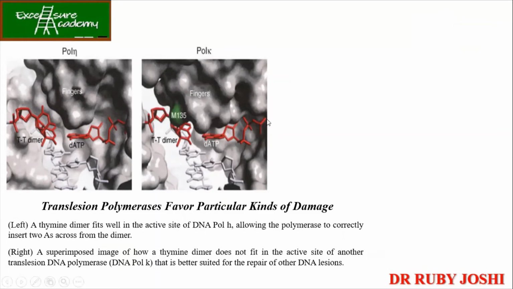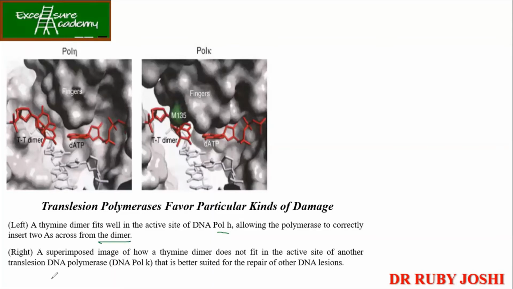So if you see pol eta and kappa over here, just imagine you have got the fingers and everything, and the thymine dimer is there. What they have shown is that the active site of eta always favors dATP. Now you need to see the structure alignment also. Can you make out the difference between these two active sites of eta and kappa? It is already written: a thymine dimer fits well in the active site of eta, allowing the polymerase to correctly insert two A's across the dimer.